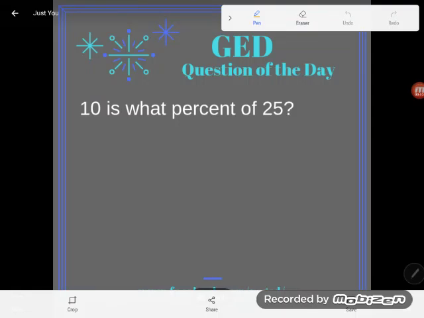Hey GED students, it's GED question of the day, and we've got a simple little percent problem here. It says 10 is what percent of 25?